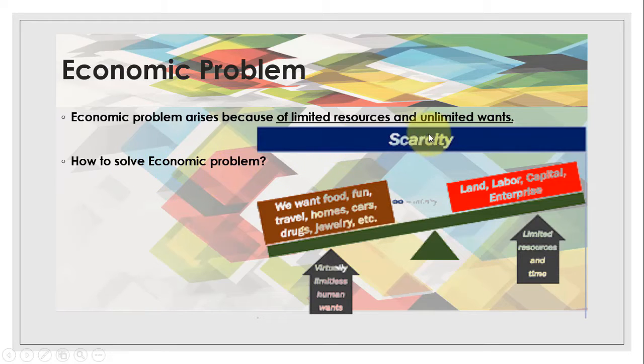The economic problem is solved through a process of setting preference. Out of our unlimited wants, we try to sort out, we try to set the preference and priority. With our limited resources, we try to fulfill those wants which have to be fulfilled immediately, and this is how we solve the economic problem.